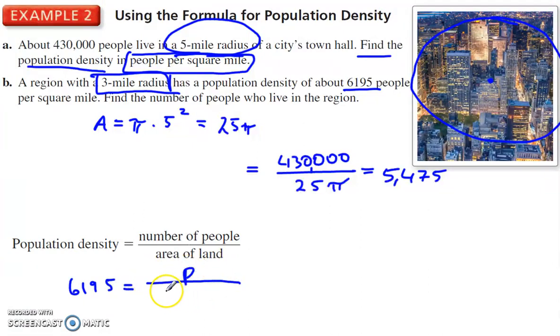So number of people, P, over the area of land. We have a 3-mile radius, so pi r squared. R squared is 9, so that's 9 pi. This time we have to multiply each side by 9 pi, and that gives us P is approximately 175,159.